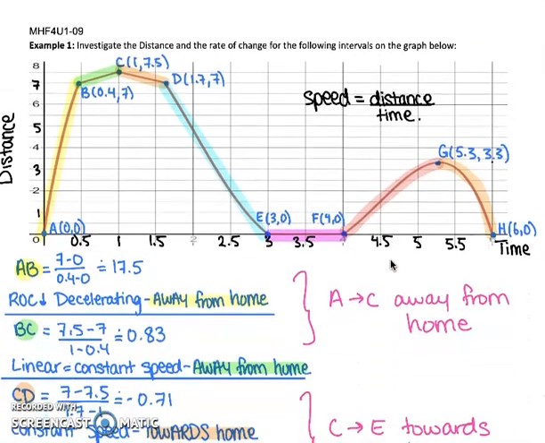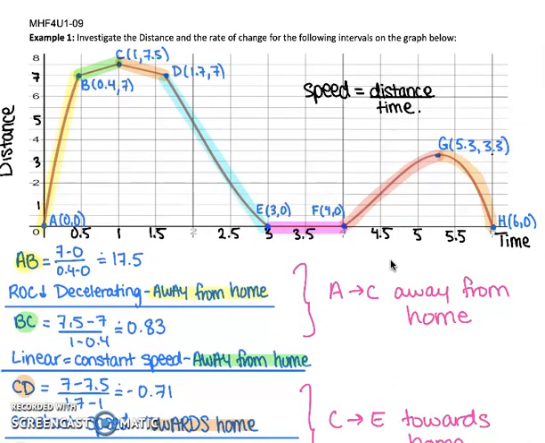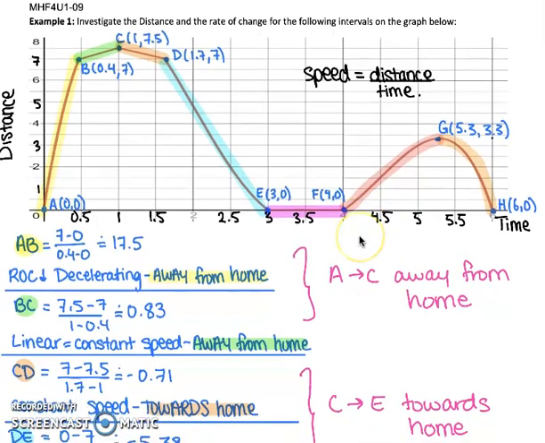Then we investigated the distance and rate of change looking at different intervals. What we did here is we broke down every single interval from A to B, B to C, C to D, D to E, E to F, F to G, and G to H. Every time there was either a turning point or a change that occurred over the distance over time.